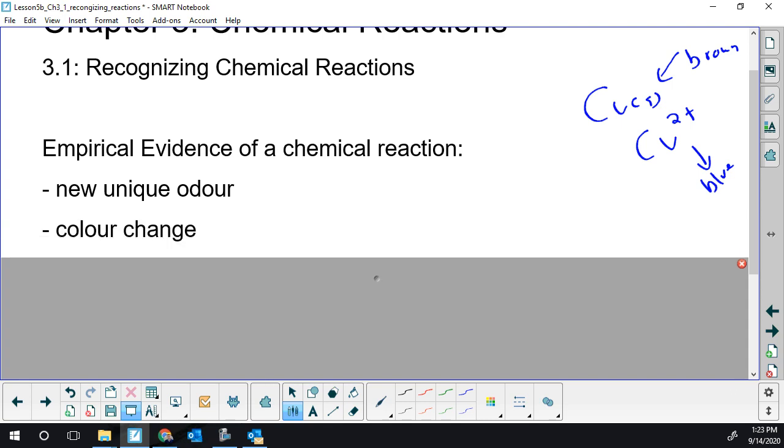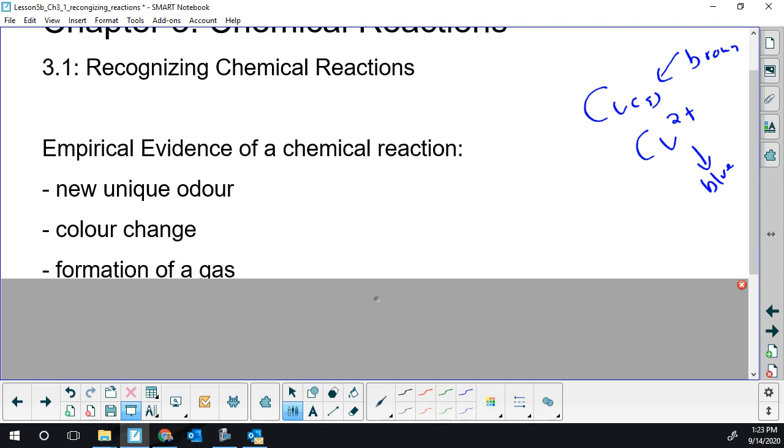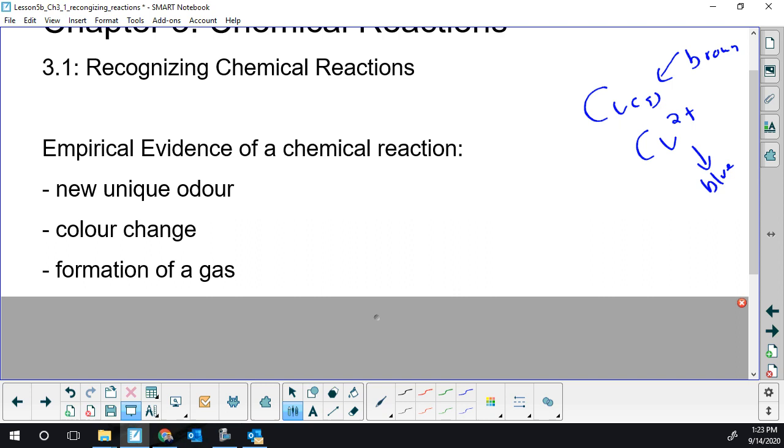Okay. Sorry, that's the second one. The first one was odor. You have a smell that's unique that you haven't seen before. I just talked about the color change as a second piece of evidence that you have a chemical reaction. You have a new gas, would be another piece of evidence.